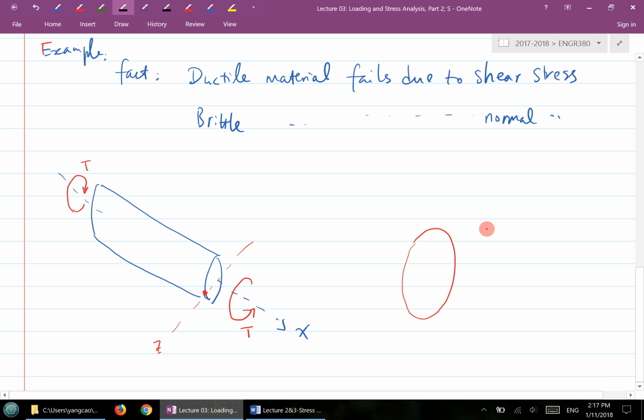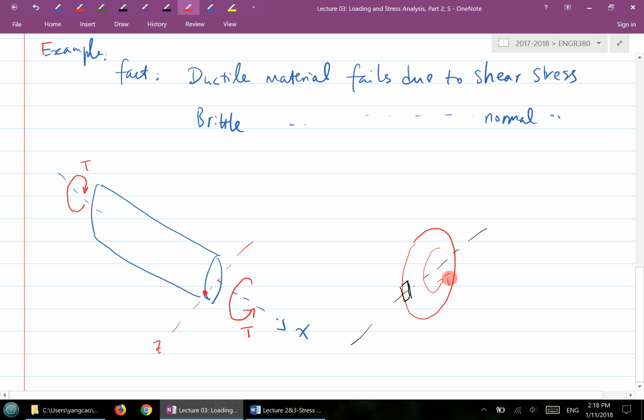I find sometimes some students have trouble understanding how to take a stress element. So here's what we're going to do, from this location. First, you draw a small rectangle or small square. Then you draw the stress at that location, on that square. So the torque goes this way, right? The torque goes this way.